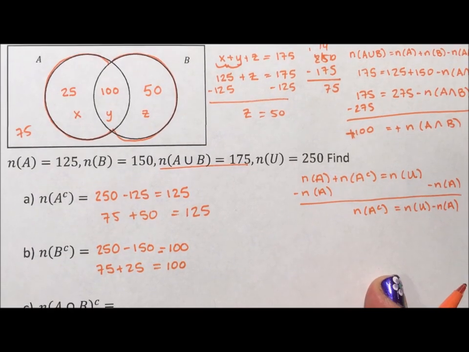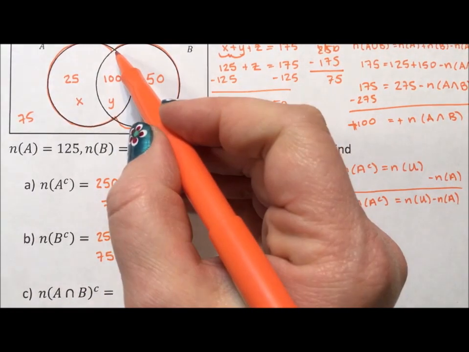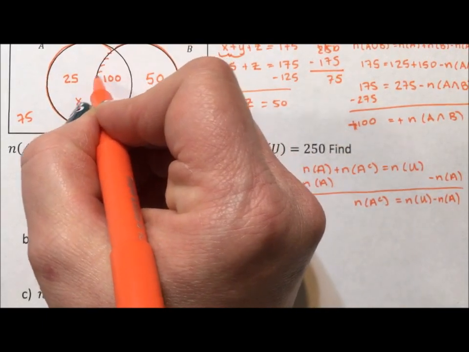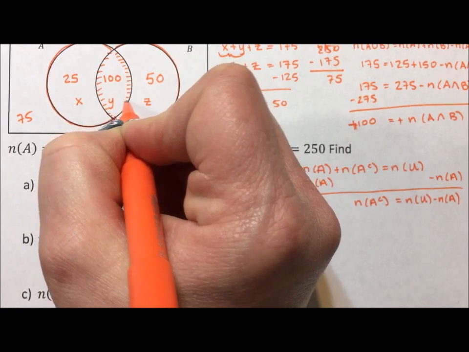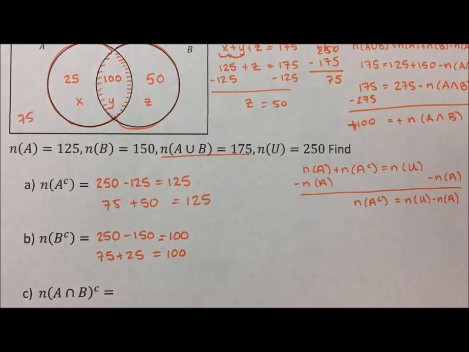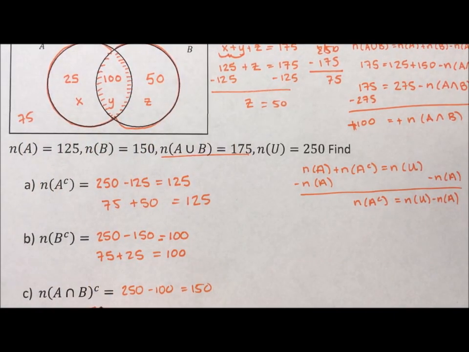All right. The next question I have is the intersection of AB, but I want the complement. Well, the intersection is this petal. It's that 100. If I want the complement, again, the complement means I can subtract from the total. The 250 minus 100 is 150. I could do it by adding the pieces. I could do the 75 plus 25 plus 50 to get me 150.